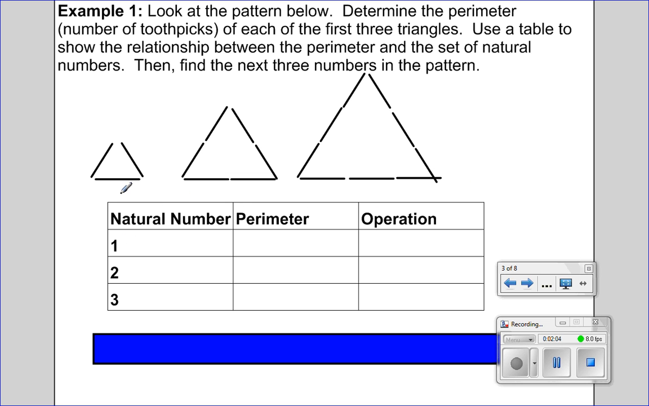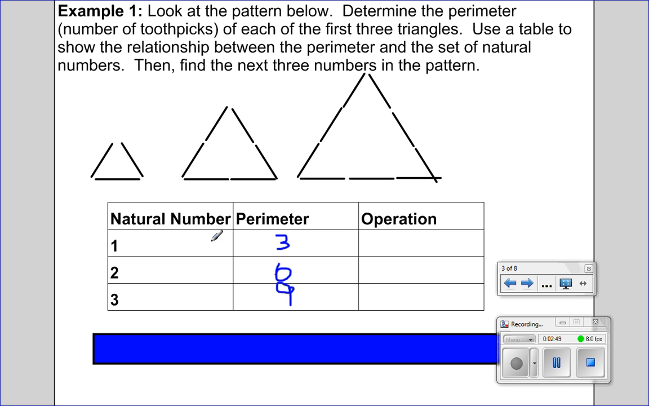Okay, so for our first term, we can see that there are three toothpicks. So our perimeter is 3. If we look at our second, count 2, 4, 6 sticks. And I think you can guess what's coming next. For our third term, we've got 3, 6, 9. 9 sticks.